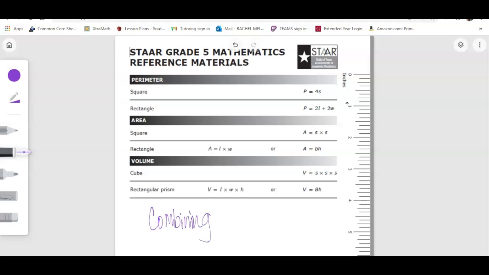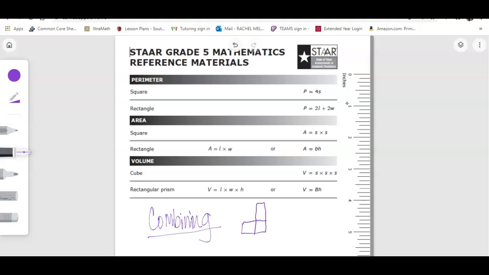Remember, combining means putting together. This is much like what we did last week when we had a shape like this, and we had to find the area, and we would decide, do we want to cut it here? Do we want to cut it here? We had to cut it up and then use what we know to find that area. Today is the same thing.